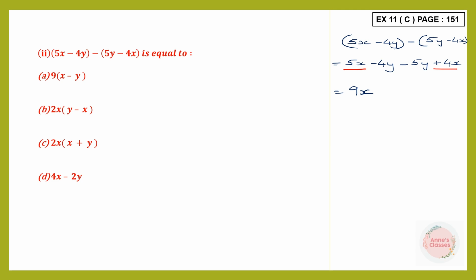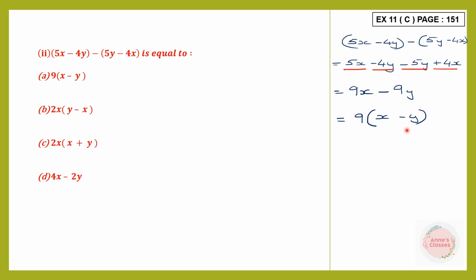Now let's take the y's. Here we have minus 4y minus 5y. Signs are the same, so we put the same sign and we add 4 plus 5 is 9, 9y. Now can you see 9 is common to both? So I can put 9 here and put the rest of it in brackets, x minus y. Now if I have to multiply this, 9 into x is 9x minus 9 into y is 9y. So I can put it in this form, 9 into x minus y.